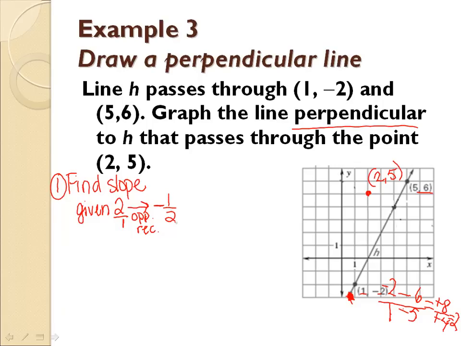I have a point that my line's going to go through, so I can use this point and do rise over run to find more points on my graph. So I'm going to rise of negative 1, so I'm going to go down 1 and run 2, and here's another point on my graph. I can do that again. Rise of negative 1, so go down 1 and run 2, and here's another point on my graph. So my line is going to look just like this. So I found my slope, and then I graphed my line.